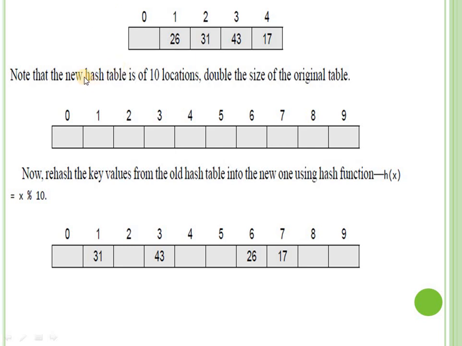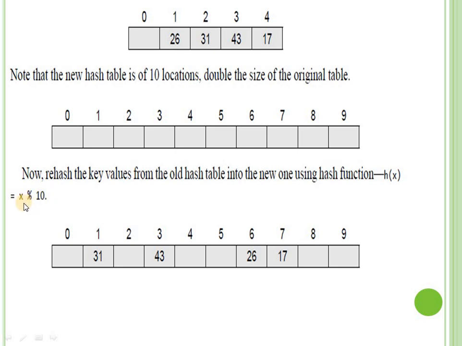M is 5. So the new hash table has double the size, that is 10. Here there are 5 blocks, so the new hash table must consist of 10 locations. So this is the new hash table. Now rehash the key values from the old hash table into the new one using the hash function. To hash this, we are using h(x) equal to x modulo 10. Here m is 10.